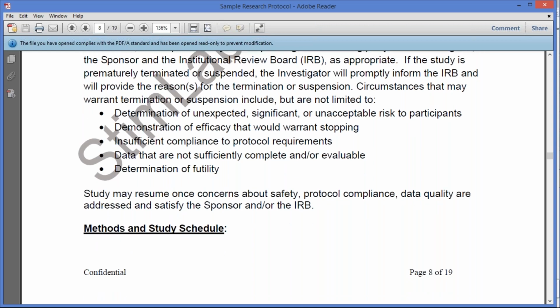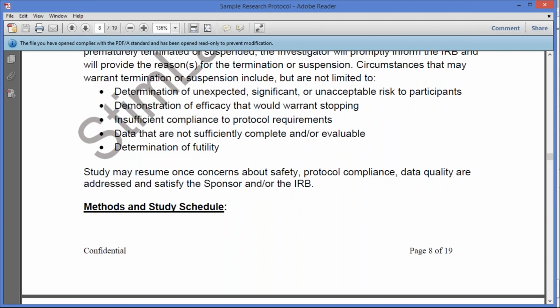Possible circumstances where discontinuation, termination or suspension may occur include: unexpected, significant, unacceptable risk, demonstration of efficacy, insufficient compliance, data that is not sufficiently complete, and determination of futility. The study may resume once the concerns about safety and protocol compliance are addressed. Once the study is suspended and all the issues are resolved, they may resume the study.